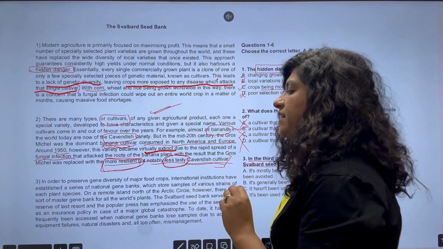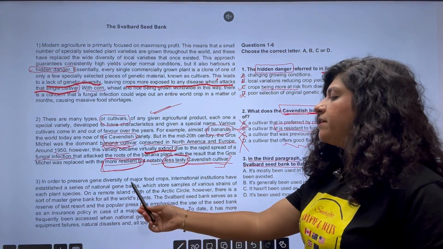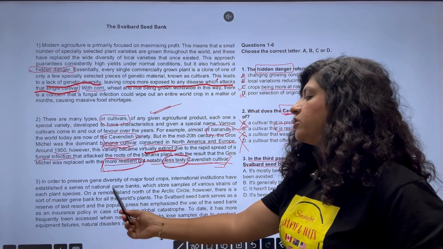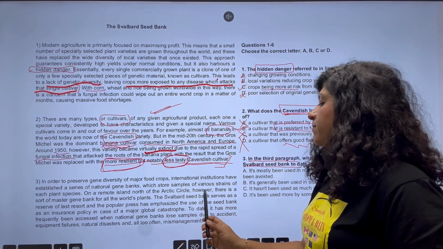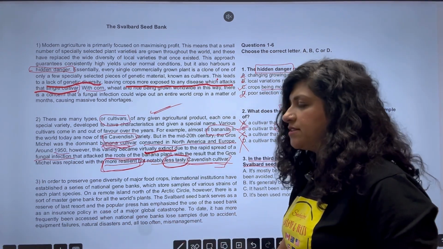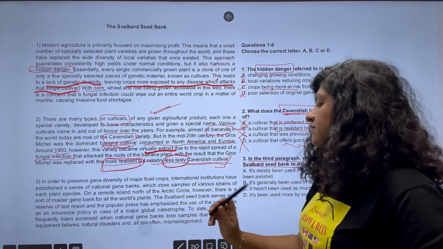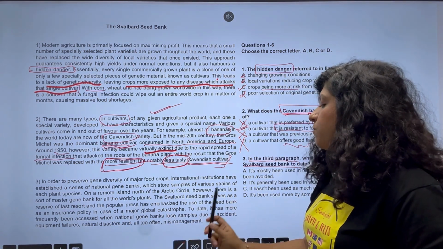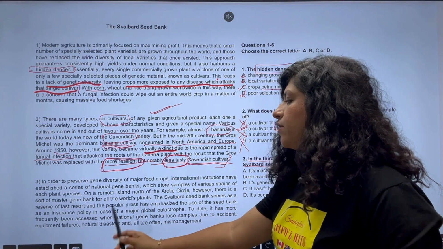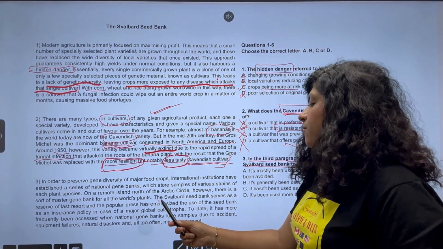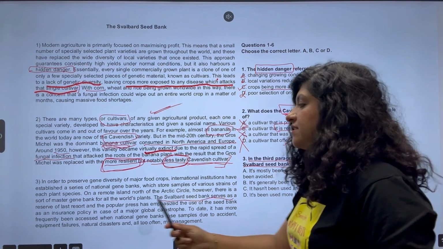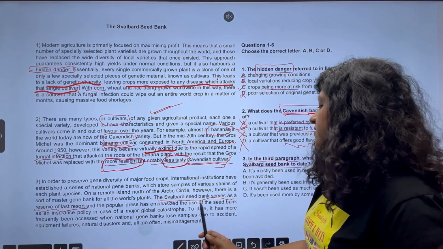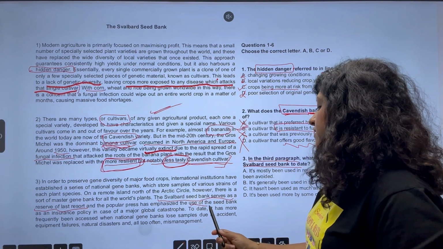So your paragraph 3 says, in order to preserve gene diversity of major food crops, international institutions have established a series of national gene banks, which store samples of various strains of each plant species. On a remote island north of the Arctic Circle, however, there is a sort of master gene bank for all the world's plants. The Solvot seed bank serves as a reserve of last resort, and the popular presses emphasize the use of the seed bank as an insurance policy.